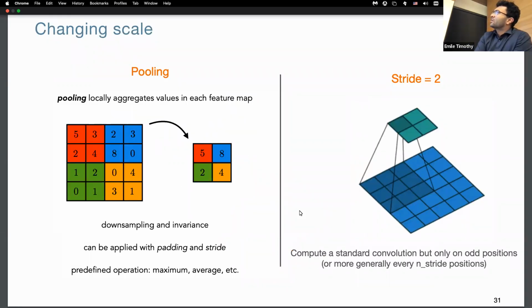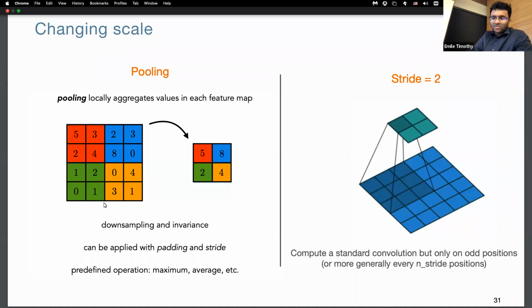And then we spoke about changing scale. You have effects like pooling, where pooling locally aggregates values in each feature map. So here you'll notice that the effect from this matrix on the left to the one on the right is that you're just choosing the maximum pixel value in every segment. So here it's 5, 8, 2, and 4. You have methods like downsampling and invariance that we discussed in lecture. You can do other operations such as maximum and average.